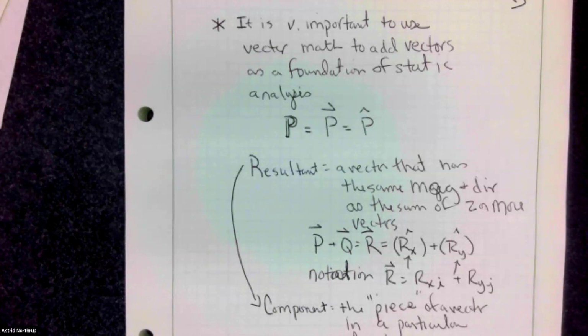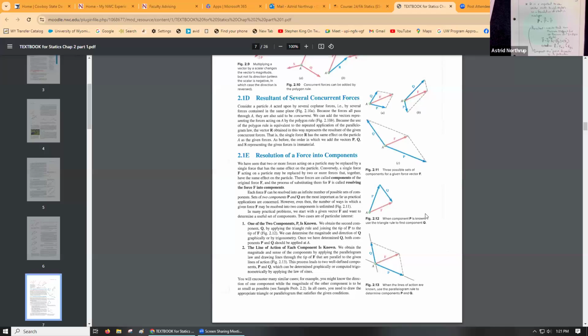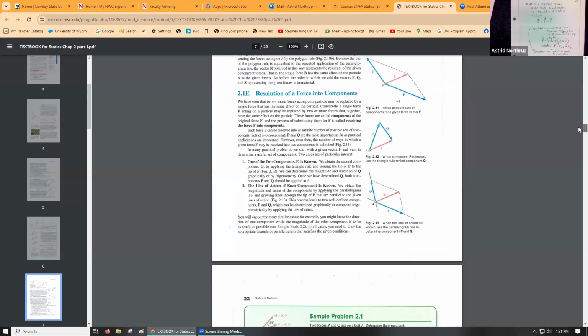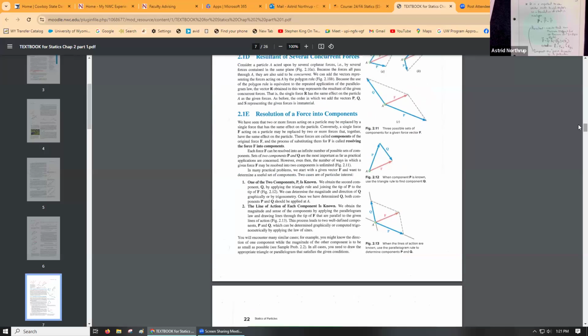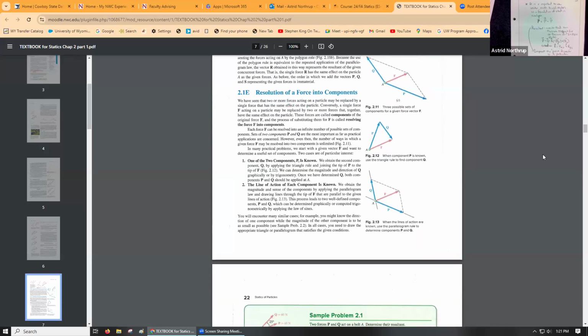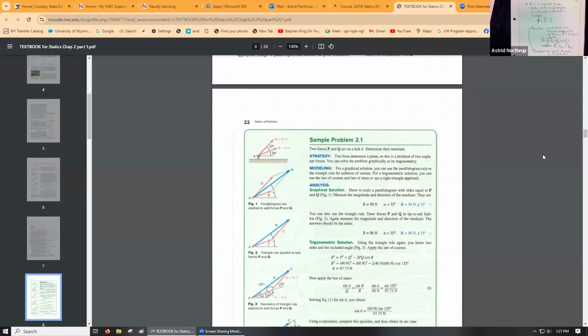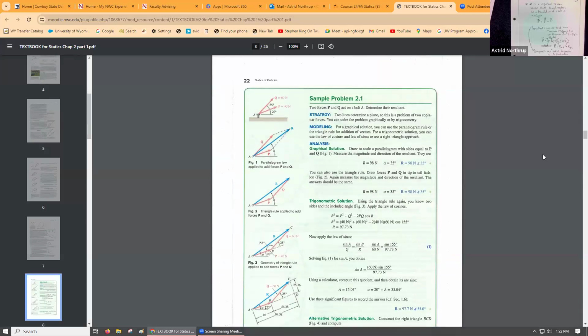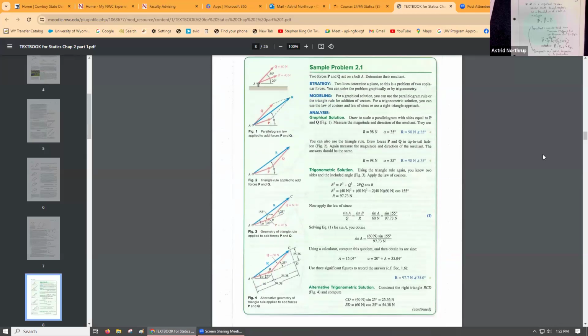All right, so going back to our textbook, we can talk about getting the resultant, adding up. Resolution of force into components means breaking it up. So resultant means adding, and components means breaking up into directions. And then we get some sample problems where we actually do this.